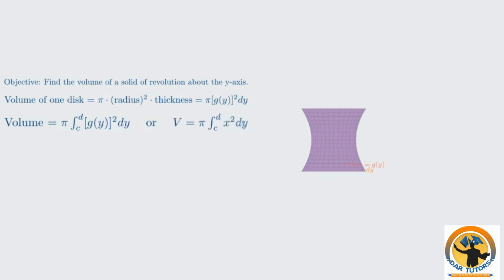The disk method formula for revolution about the y-axis is volume equals pi times the integral from c to d of g of y squared dy. This is also written as pi times the integral of x squared dy. A critical point here is that the function must be invertible over the interval of revolution. This ensures that for each y value, there is only one corresponding x value, so our radius is well defined.